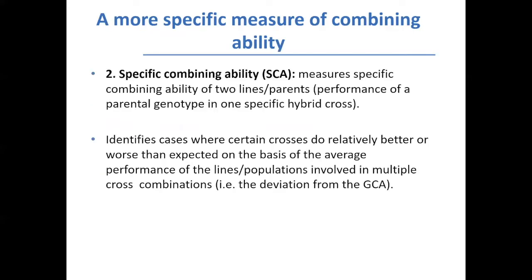A more specific measure of combining ability is specific combining ability, or SCA, which measures the specific combining ability of two lines or two parents that you're interested in. That is, the performance of a parental genotype in one specific hybrid cross. What this measure really does is identify cases where certain crosses do relatively better or worse than expected on the basis of the average performance of the lines or populations involved in multiple cross combinations. That is, the measure really considers the deviation of the one cross that you're interested in relative to the GCA.